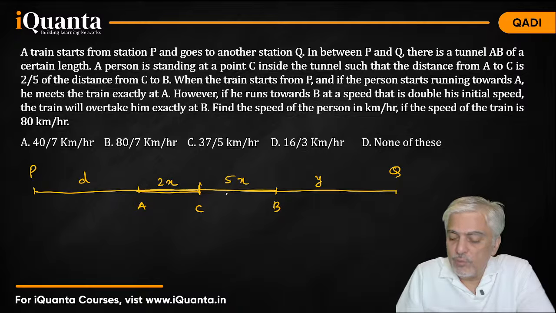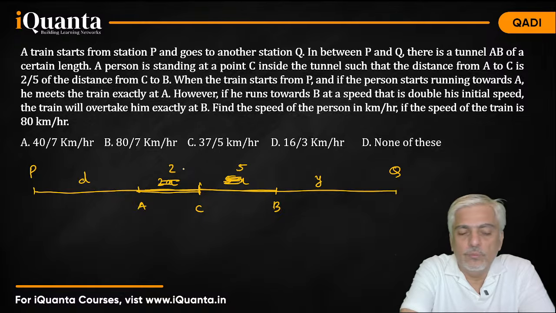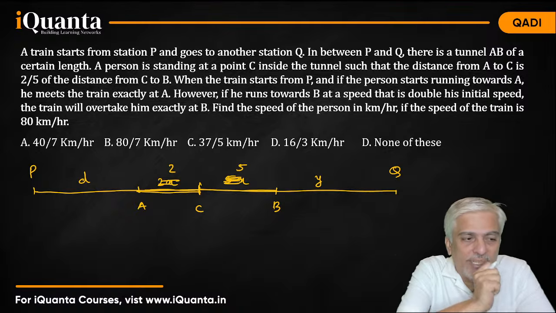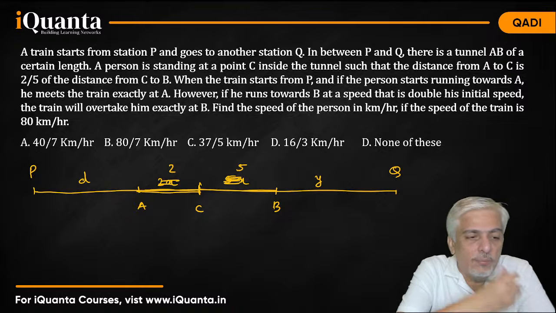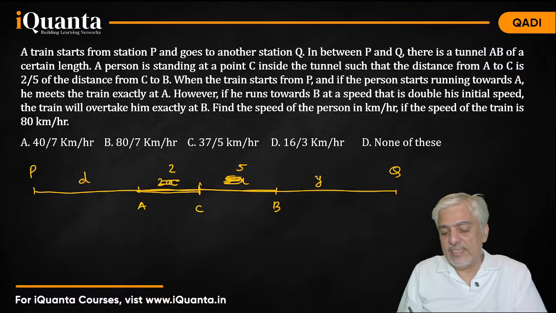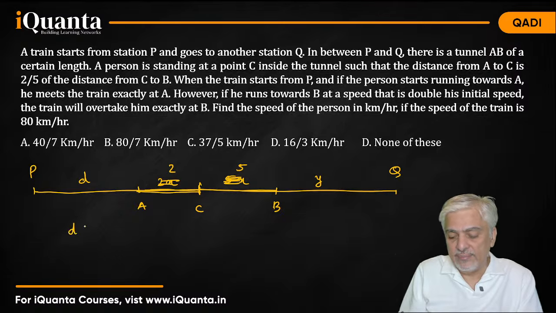So I took C to B as 5x, or only 5 also I can take. No need to take 5x, and this is 2. Okay. Everybody clear till here? No need to take unnecessary 5x and 2x. When the train starts from P and the person starts running towards A, he meets the train exactly at A. So, distance covered by the train is D and distance covered by the person is 2.